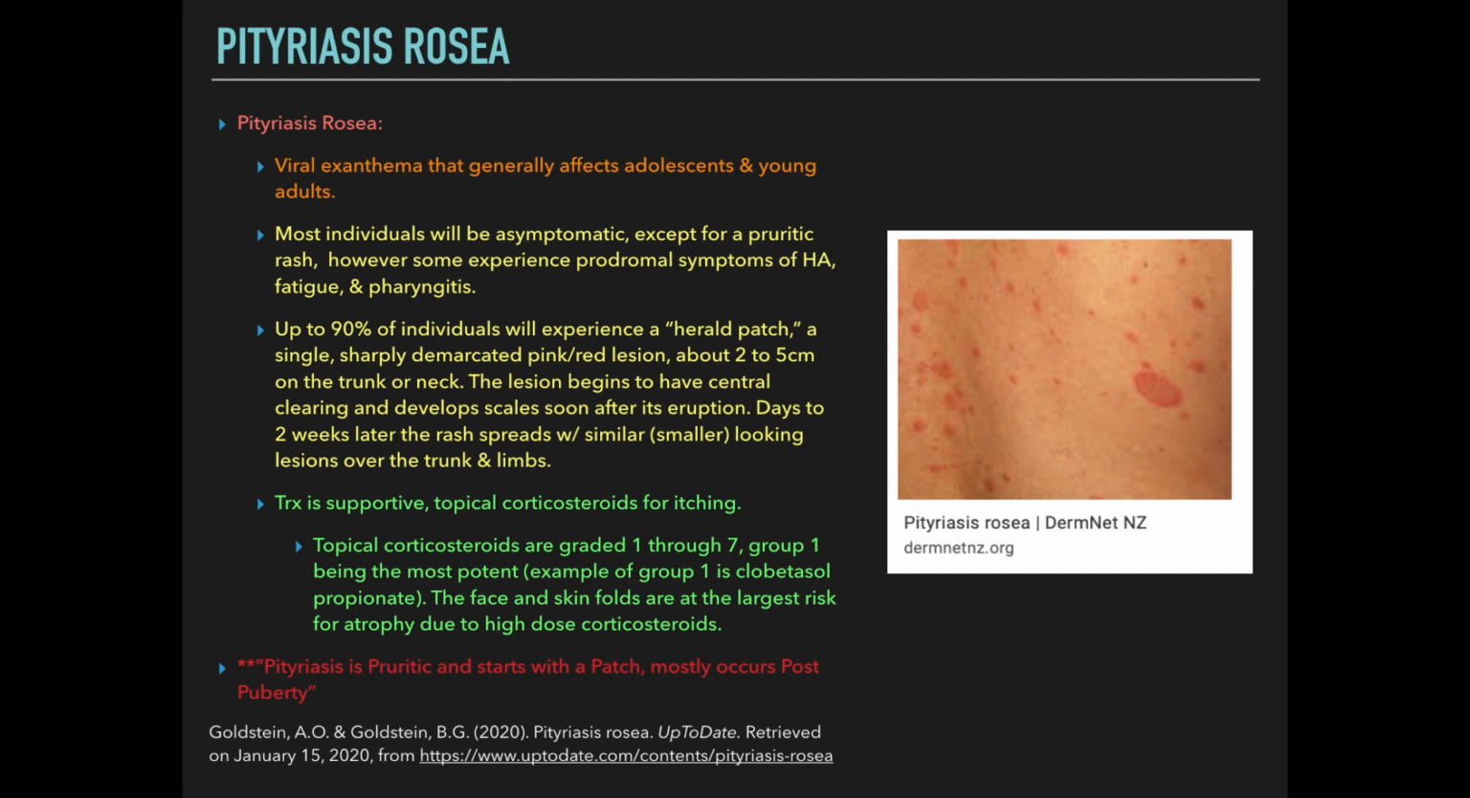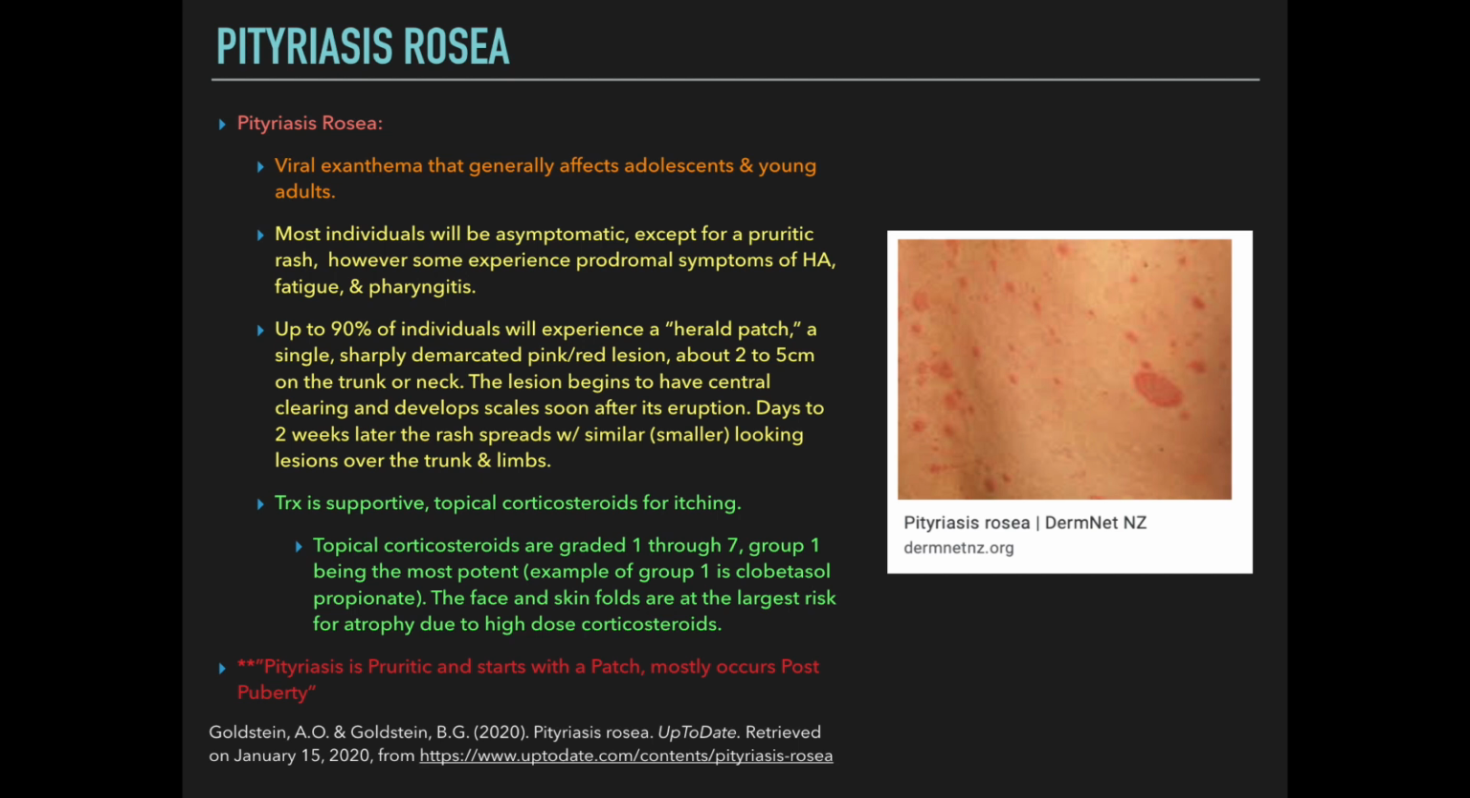And then days to up to about 2 weeks later, that rash will spread with similar looking lesions throughout. And it will kind of go to the trunk and the extremities. Treatment is supportive, and topical corticosteroids can be used for itching.